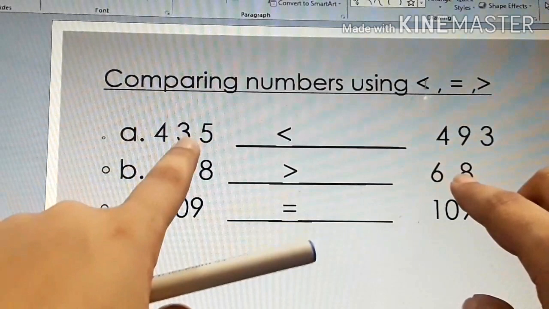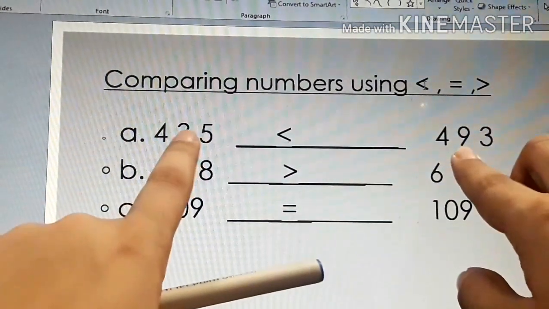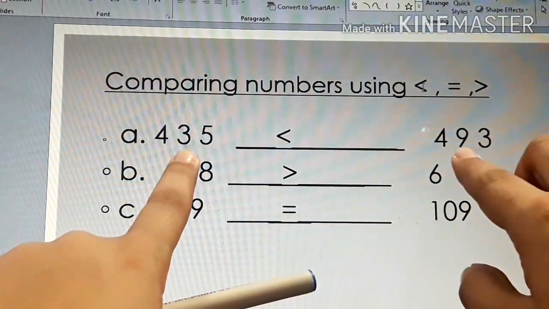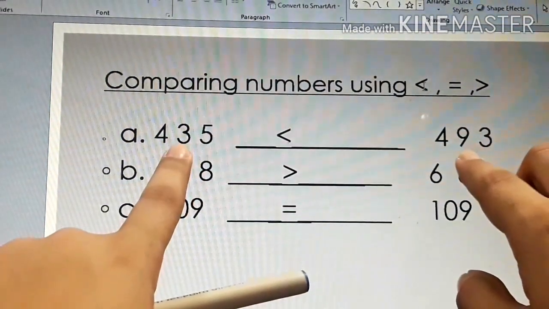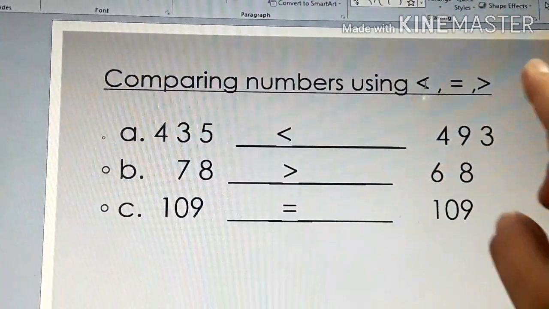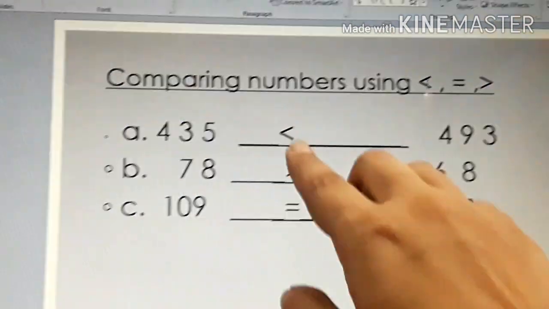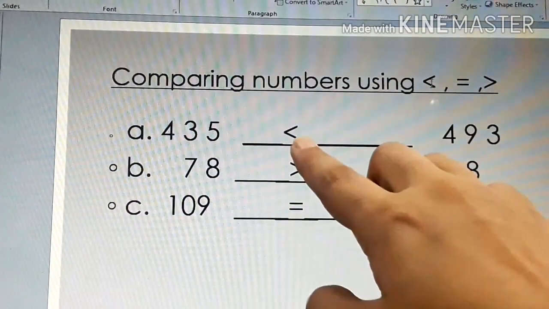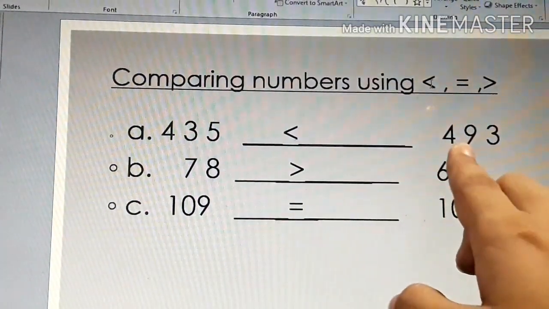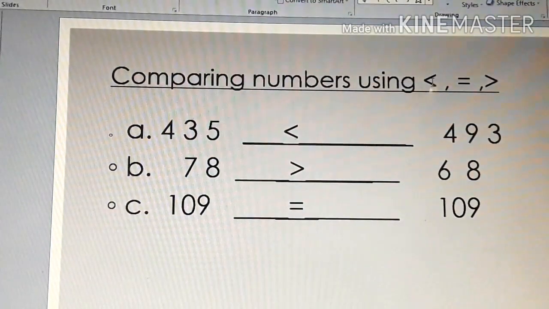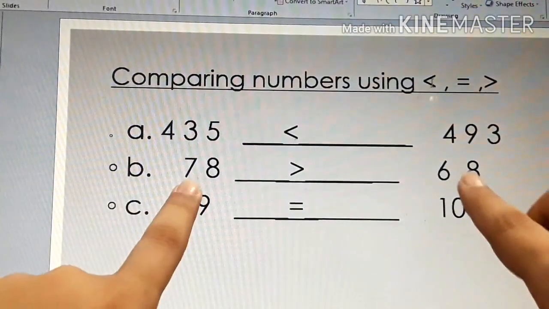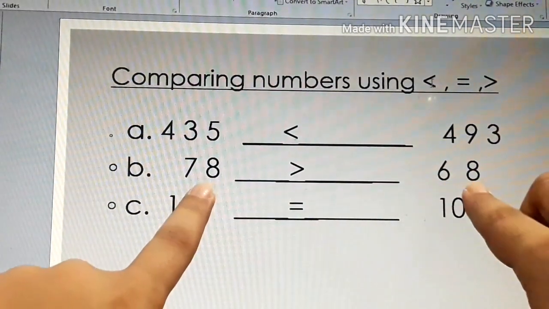Next, let's move to the next number in tens place. So the number in tens place is what? Here is 3 and here is 9. So which one is greater, children? 9 is greater. It means 493 is greater, isn't it? So you will put 2 points, you will show 2 points towards the greater number, that is 493. Is it clear?